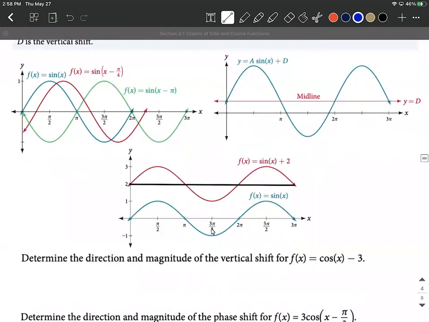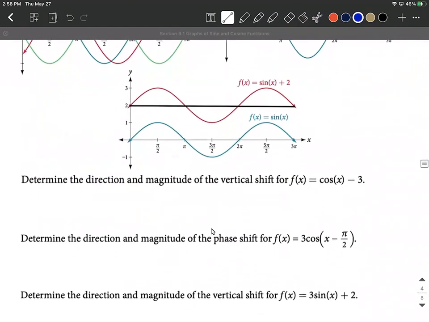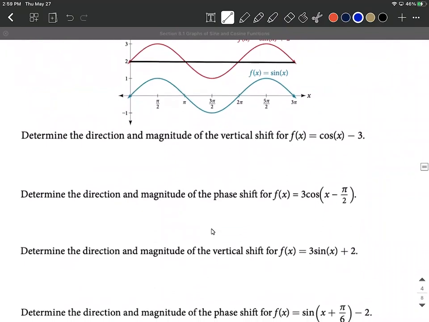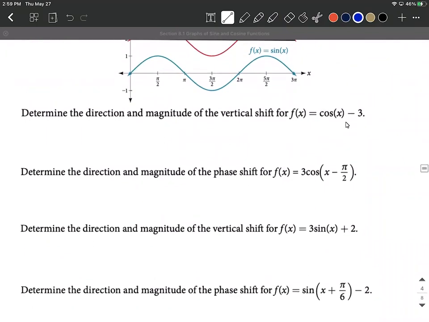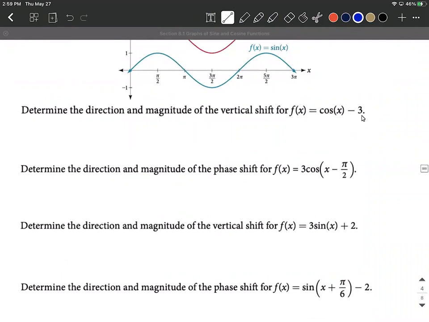So let's determine the direction and magnitude of these shifts. On this first one, you can see that we have cosine of x minus 3. When you attach a number to the entire function, what's happening there is you're moving it vertically. So in this case, we're subtracting a 3 from the entire function. We would say everything has moved down 3 units. Nothing else going on here as far as any other shifts.